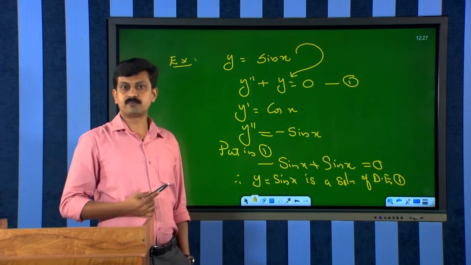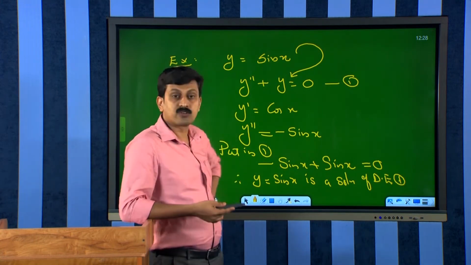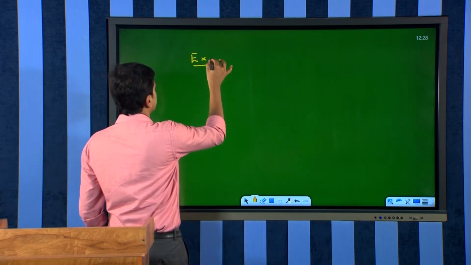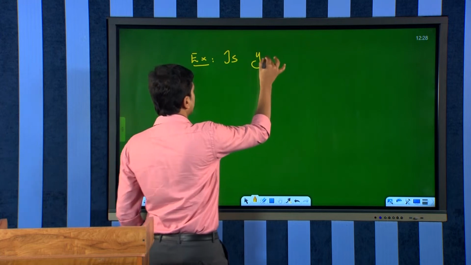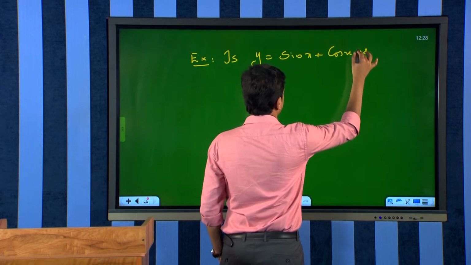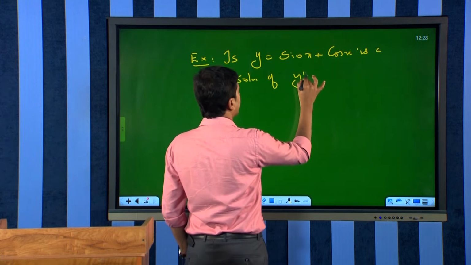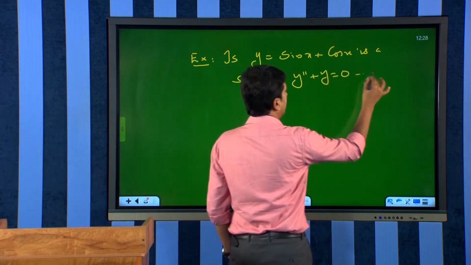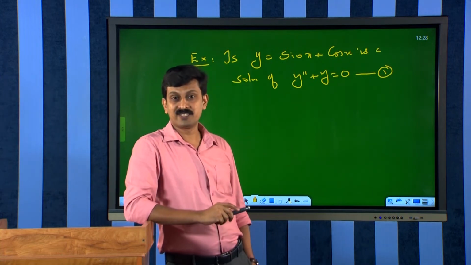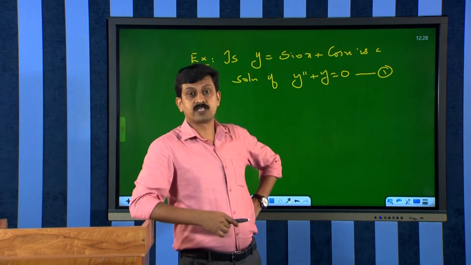Think about their sum. y is equal to sin x is a solution and y is equal to cos x is a solution. So think about their sum. Check whether y is equal to sin x plus cos x is a solution of y double dash plus y is equal to 0. The differential equation is the same, that is linear and homogeneous. See my dear students, we have to check whether y is equal to sin x plus cos x is a solution.